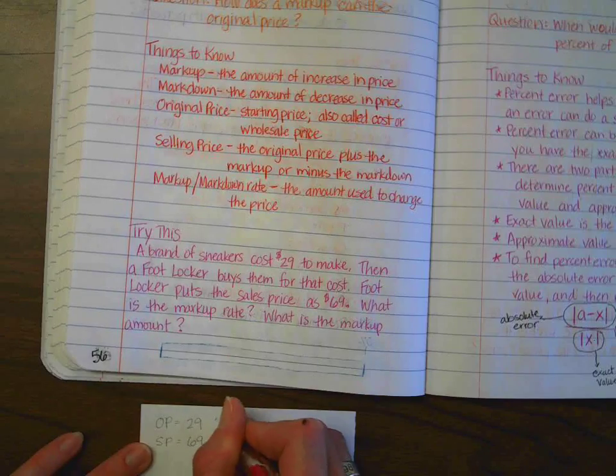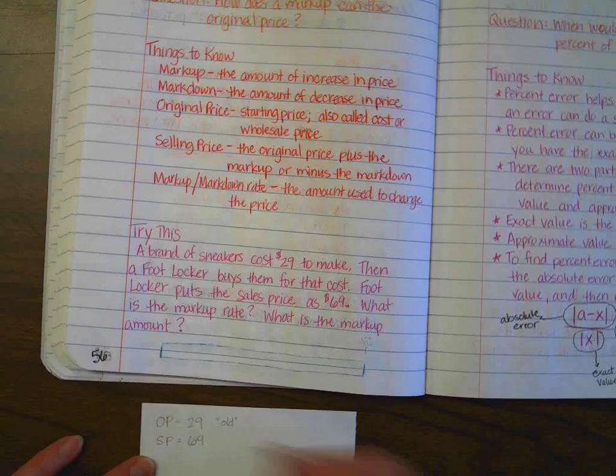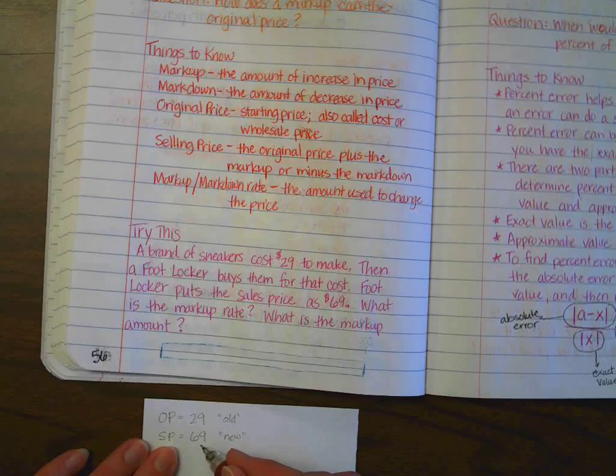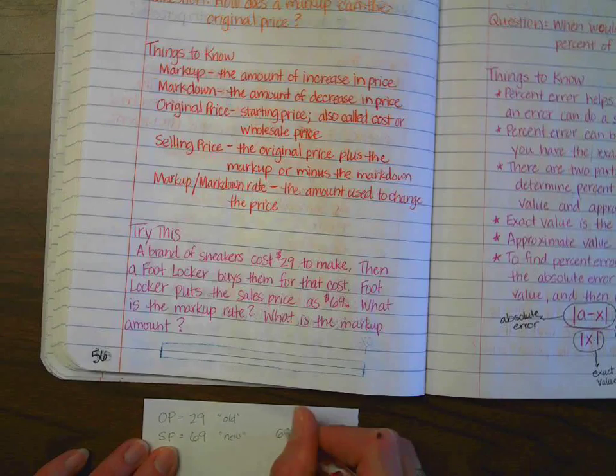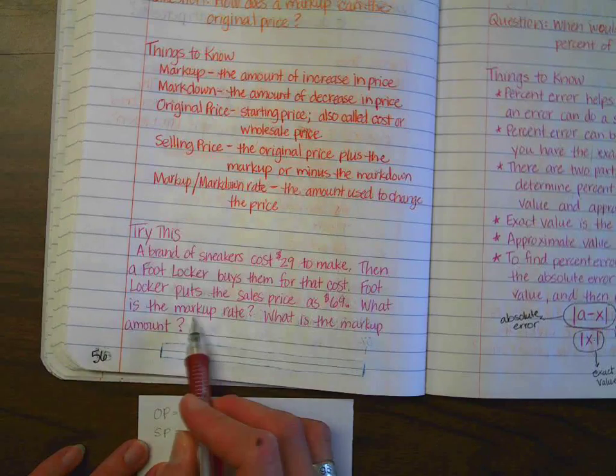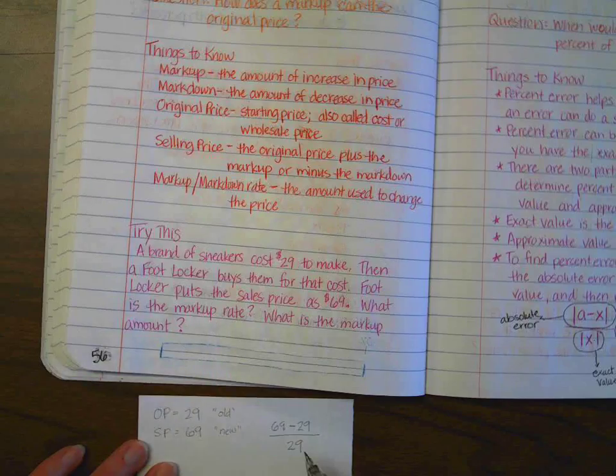So we could also say the original price is considered the old. We can say the sales price is considered the new. Do you remember this from a couple of lessons ago? I hope you do. So what do we do when we're trying to figure this out? If the old is less than the new, we need to subtract the difference, right? So we're going to take 69 minus 29 and then divide it by 29 to figure out the percent of change, right? And that percent of change that you're figuring out is actually your markup rate.